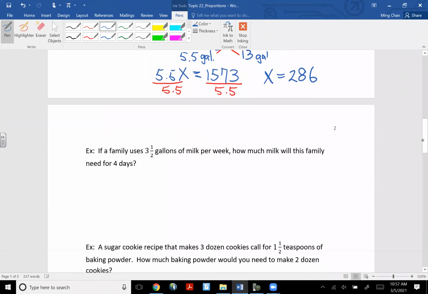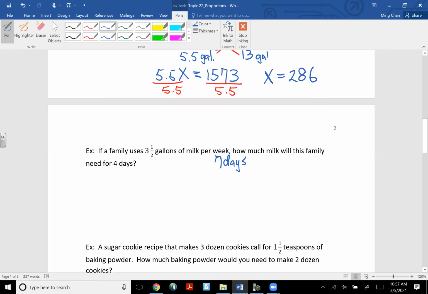All right. Same thing. A family uses 3.5 gallons of milk per week. Okay. So that's two different units. That's a rate. That's a rate per week. Per week means 7 days. The reason why I convert to days is because the question is asking how much milk would this family need for 4 days. So it's easier to convert to days. Okay, we'll talk about that in a conversion type of problem.